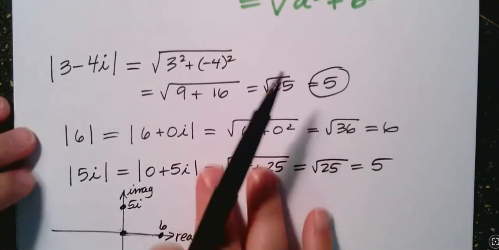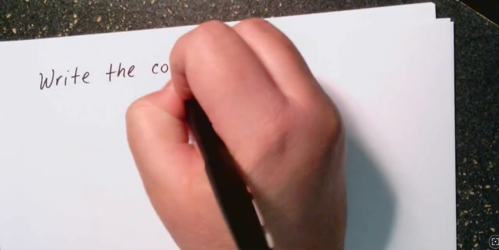All right, next, let's look at taking a complex number and writing it in polar form. Write the complex number in polar form is the direction we would read.